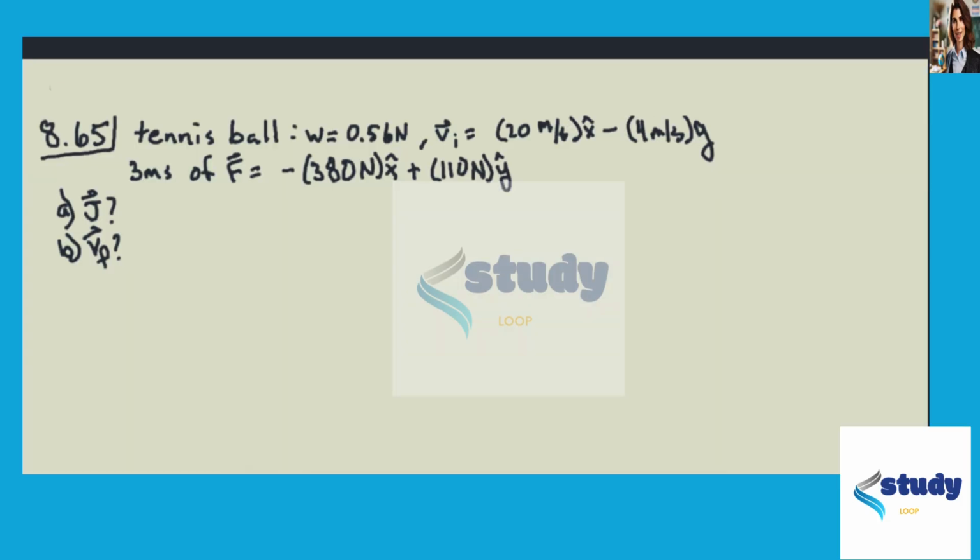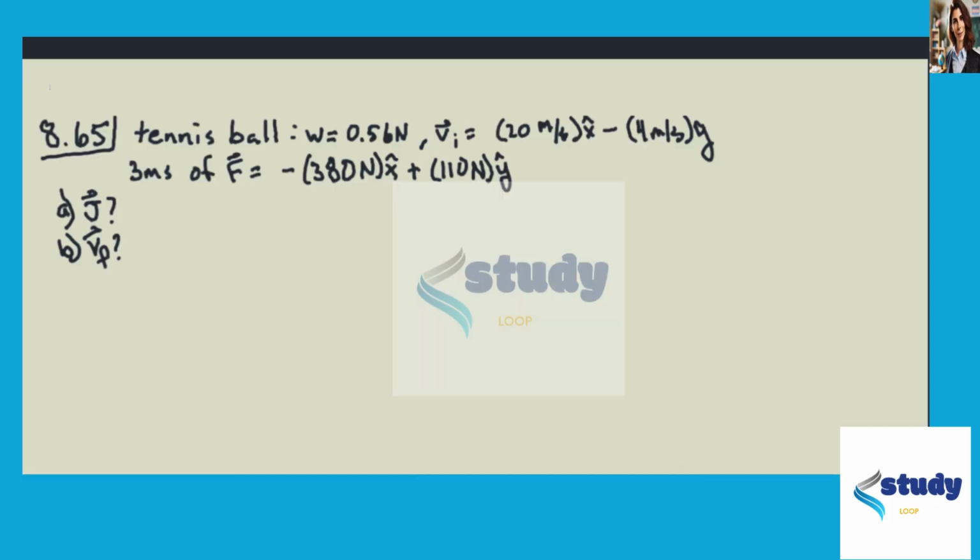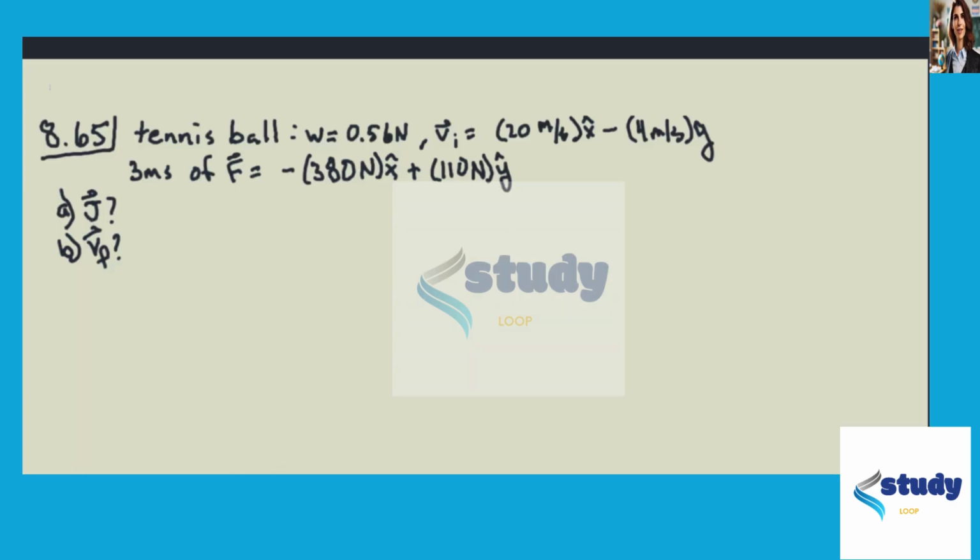Problem 8.65. So we have a tennis ball with a given weight. Careful to note this is the weight, not the mass. It has an initial velocity of this right before it gets hit by a tennis racket, which it's in contact with for 3 milliseconds, and it exerts a constant force that's given here. And what we'd like to do is find out what is the impulse that this force produces, and then what is the new velocity of the tennis ball after this force has acted upon it.